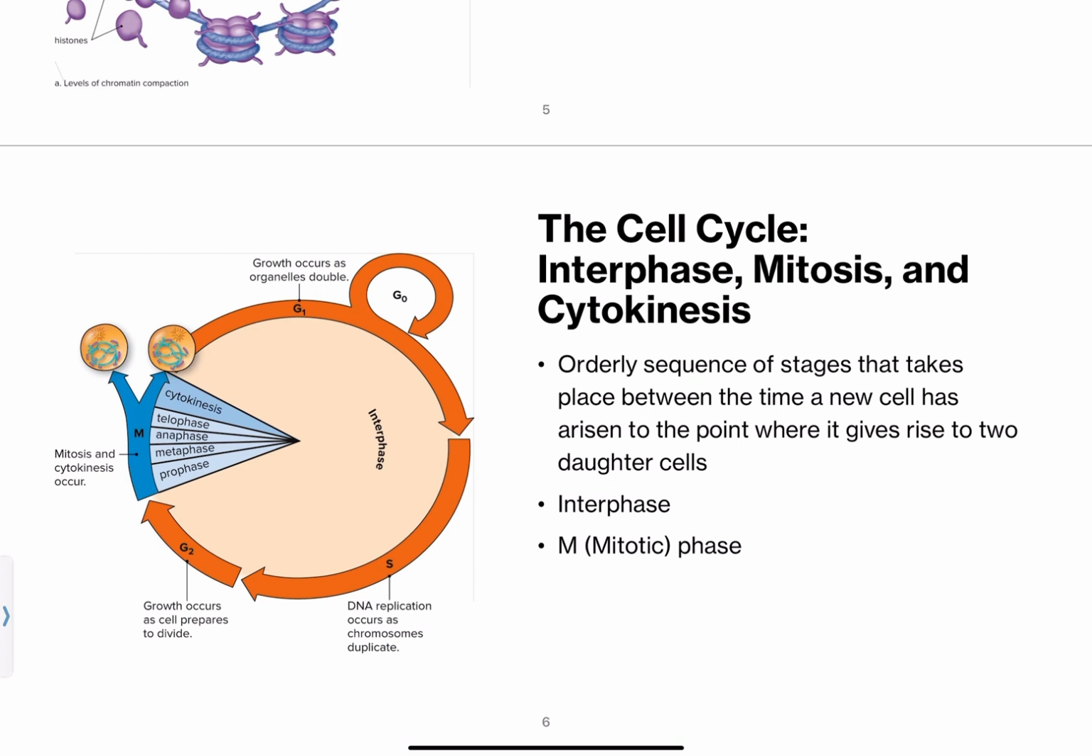Then comes the M phase, where the actual division happens, and this includes mitosis and cytokinesis, which gives us two identical daughter cells. Again, I just want to reiterate that the two general phases are interphase and the mitotic phase, not mitosis, because the mitotic phase includes mitosis and cytokinesis.